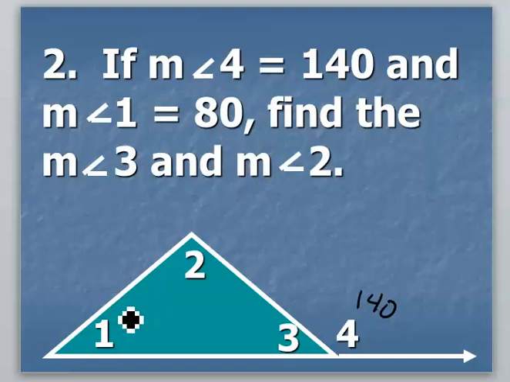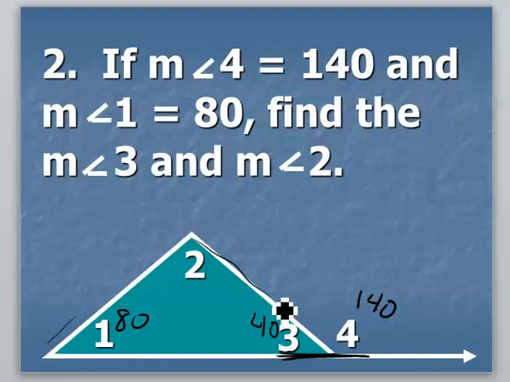Angle 1, one of my remote interiors, is 80. We're going to find angle 2 and angle 3. I know that 3 and 4 have to add up to 180. They make a linear pair, so 180 minus 140 means that angle 3 is 40 degrees.